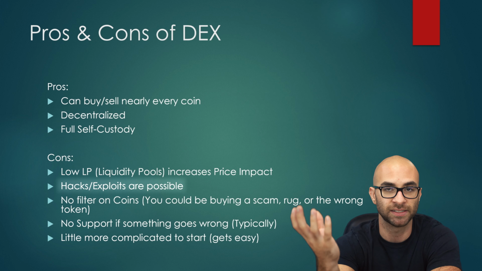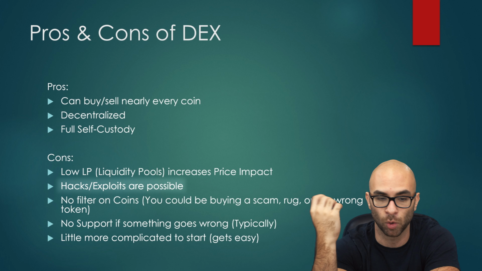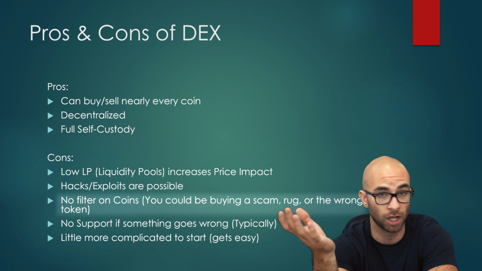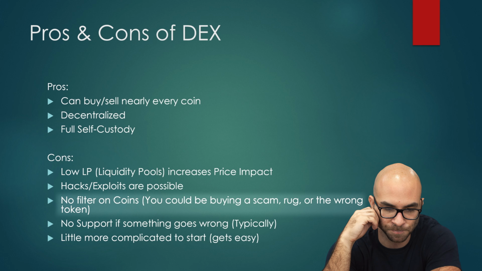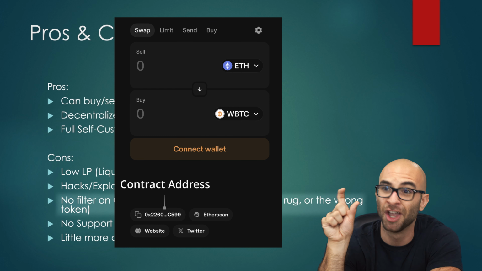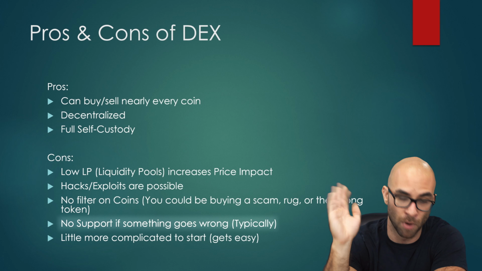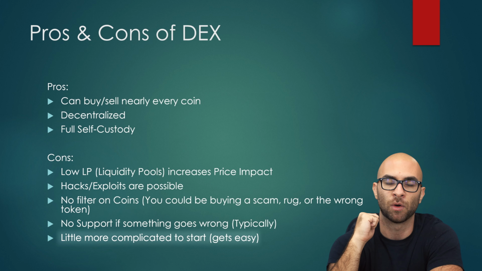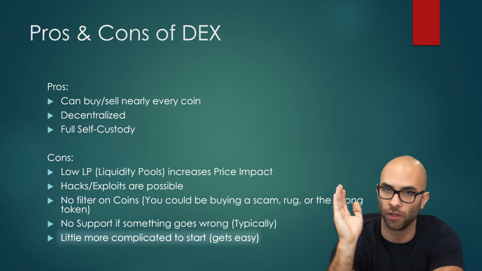Another thing is that because it's smart contracts, there are hacks and exploits that can happen where liquidity pools can get drained. There's also not a filter on coins, so you could be buying a scam, a rug, or the wrong token, which oftentimes happens. They try doing the same name. In this situation, always post the contract address of the correct token, which is kind of like its identifier. There's no support if something goes wrong most of the time, so you're out of luck. And it's a little more complicated to start, but once you get used to it, it's actually very easy to use these different DEXs on all these different chains.